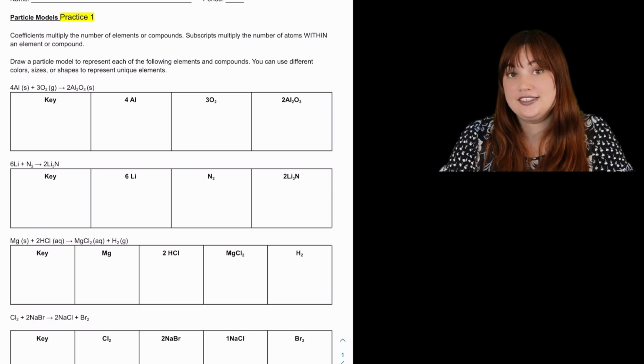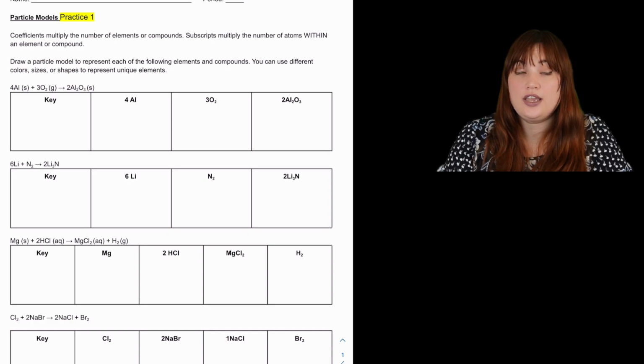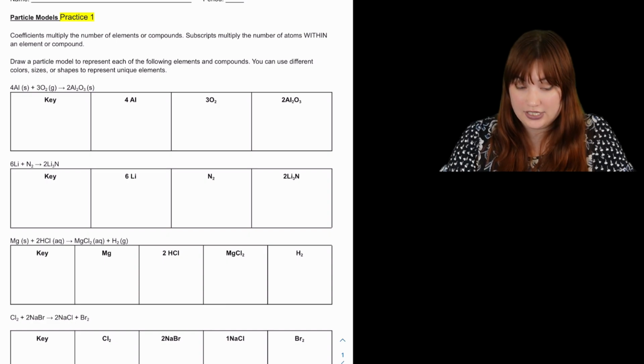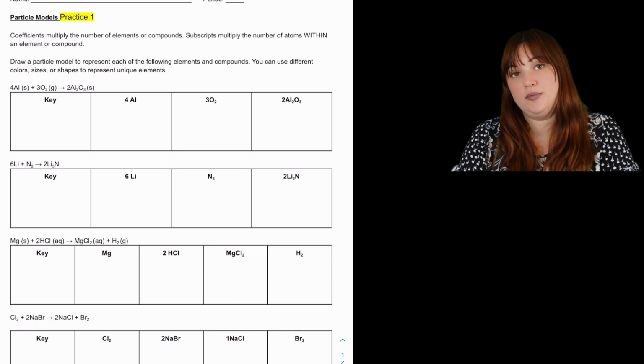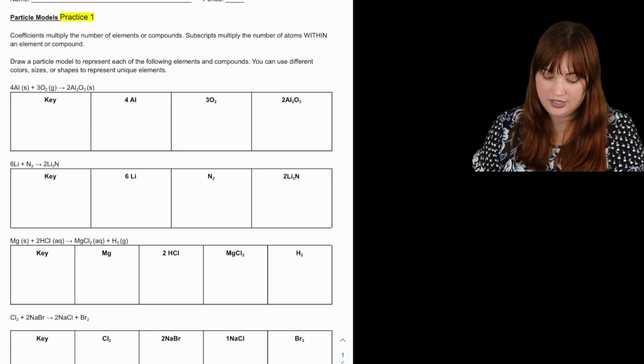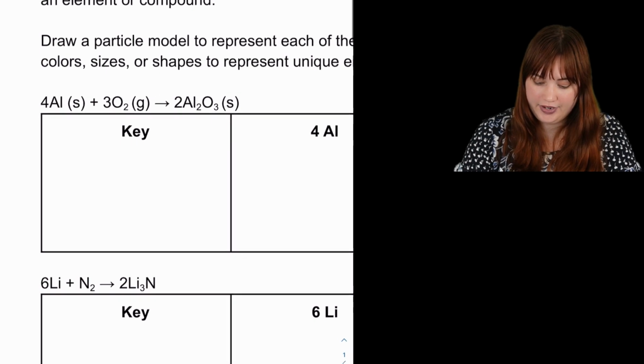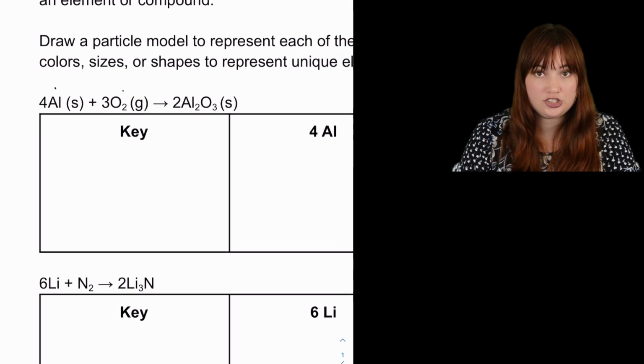Let's practice the same skill with a little bit more complicated chemical reactions. Can we represent these in the particle model? These chemical reactions are already balanced. They have coefficients that tell me the number of molecules to draw in each of my representations. So the first chemical reaction, I see we're reacting aluminum with oxygen to create aluminum oxide.